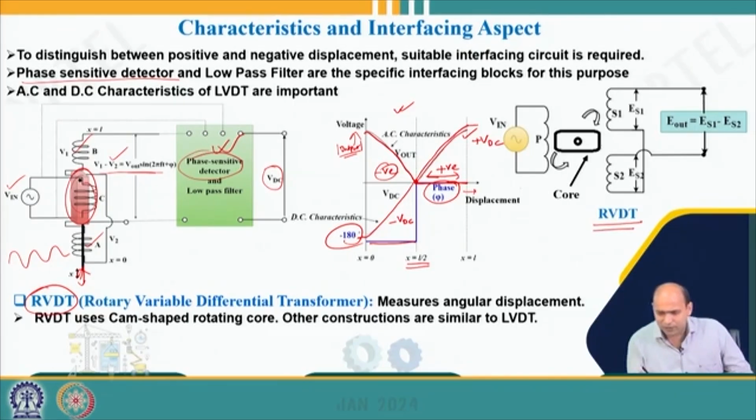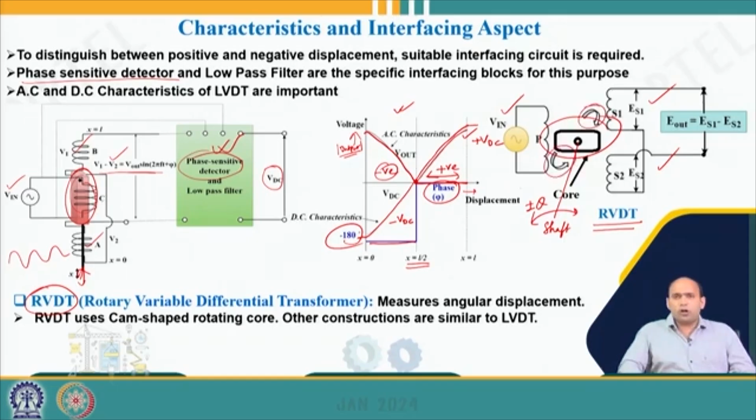If I look at the RVDT construction, as you can see, this is your primary side and this is your secondary side, connected in series opposition. You can look at the core over here. The core shape and dimensions are quite different, is it not? Why is it different? Because in case of an RVDT, I need to measure some angular displacement. So you can consider this is connected to some shaft which is moving at some plus minus theta angle, right? And depending on that, my core will also move either clockwise or anti-clockwise.